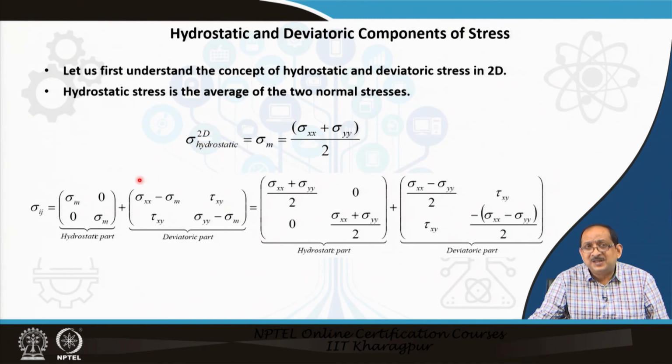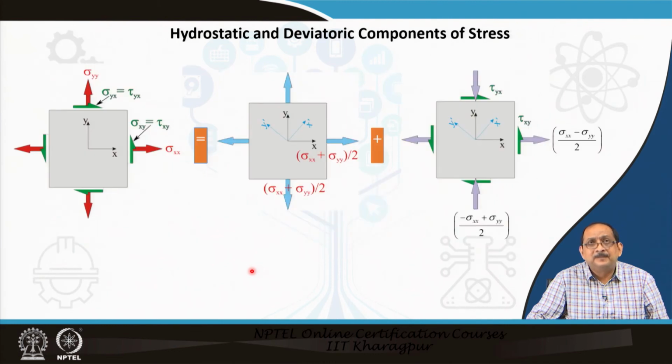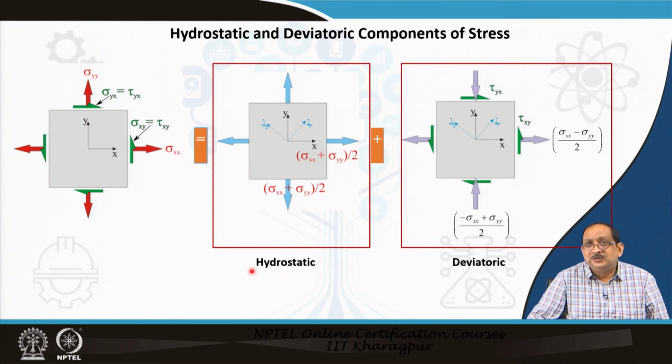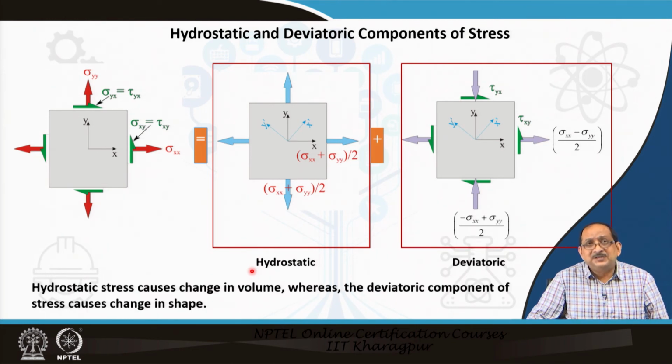The state of stress actually can be expressed in such a way that we can obtain a hydrostatic part and we can obtain a deviatory part. Diagrammatically, the state of stress is represented as a hydrostatic part and a deviatory part. The hydrostatic stress causes change in volume, whereas the deviatory component of stress causes change in shape.